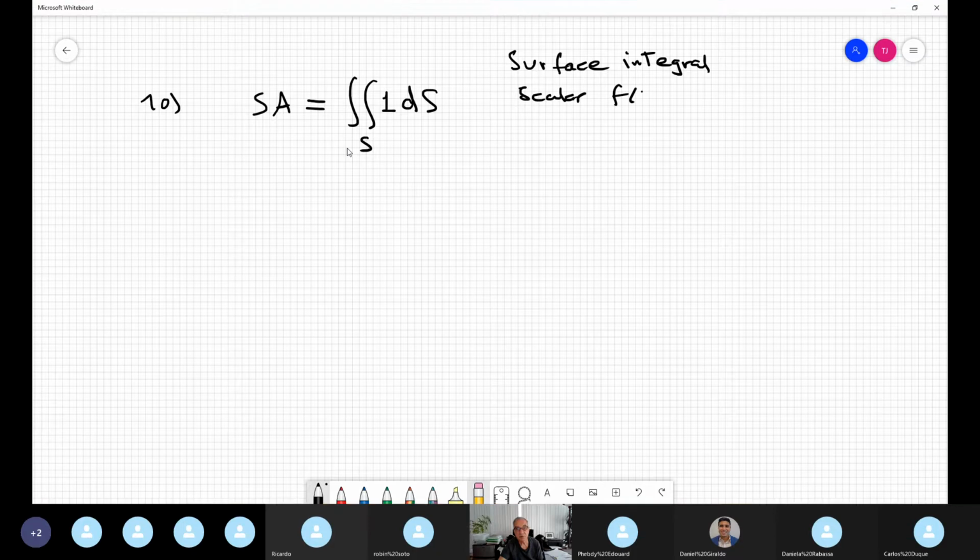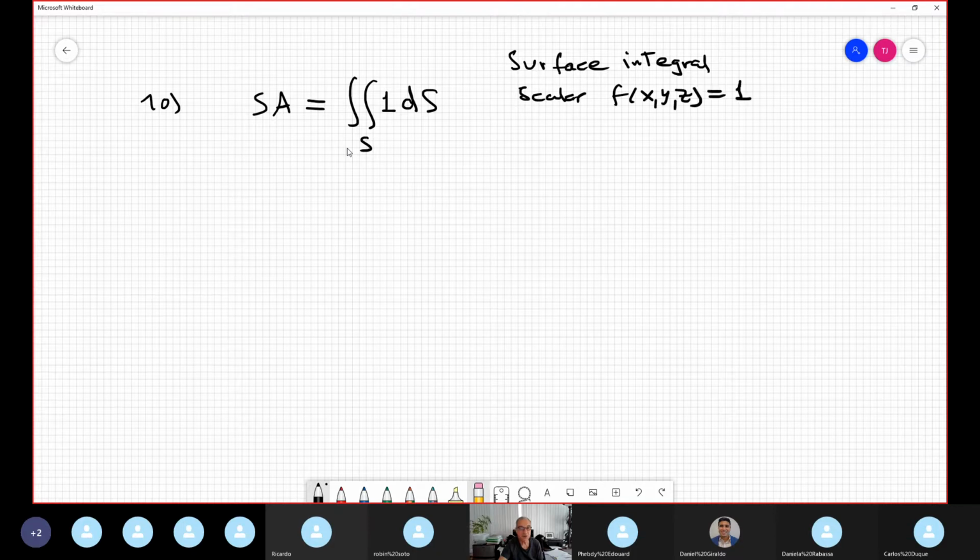When the function f(x, y, z) is 1, then we compute the surface area. But it's easy because the surface I need to compute the surface area of is given like a vector valued function, in this case using the general u, v variables.